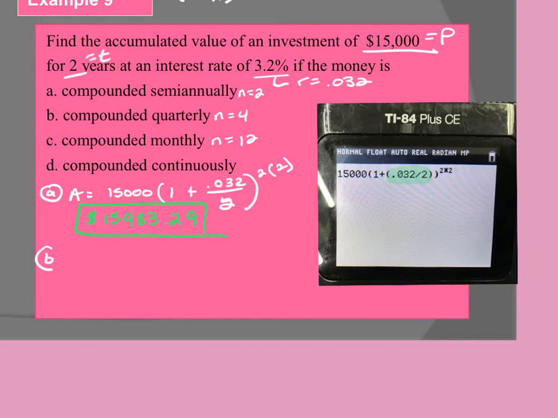Okay, now B, A equals 15,000 again. 1 plus 0.032 again. This time my N is 4. And then 4 times 2.